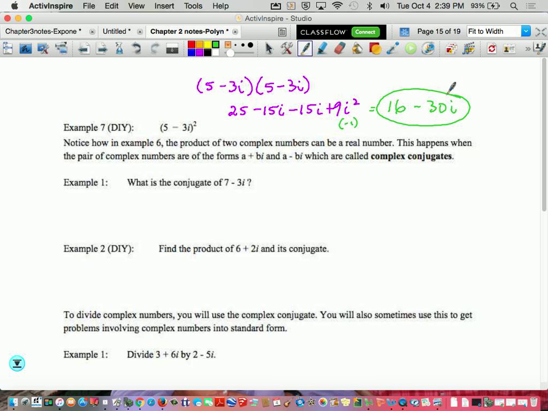Now we get into a definition, and you need to know this definition. a plus bi and a minus bi are what are called complex conjugates. You should always write the real part, then the imaginary. I will give you a hint: when you get into some of the WebWork problems, they give a couple of problems where they put the imaginary first and the real second, so make that change. So what is the conjugate of 7 minus 3i? It's 7 plus 3i.